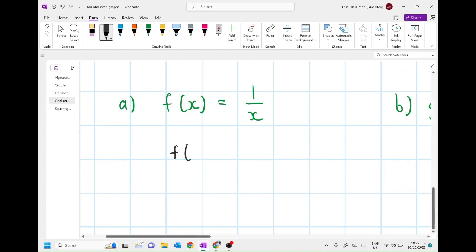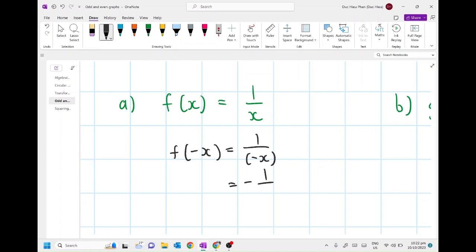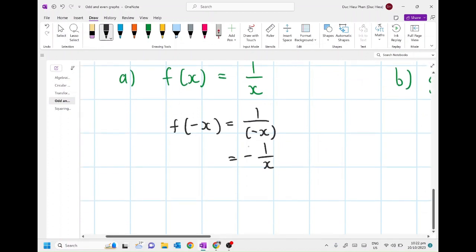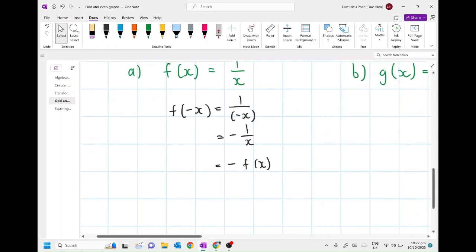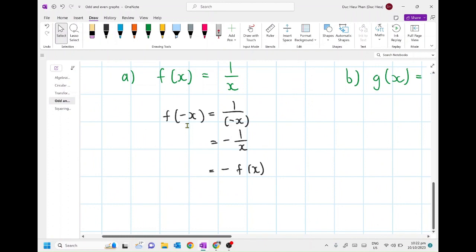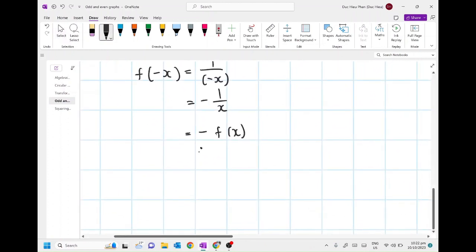To figure out whether this is an odd or even function, we have to substitute -x into the equation. Here we expand it to be -1 over x, and this is also equivalent to -f(x). And since when we put -x into the function, it results in -f(x), we know that the equation is an odd function.